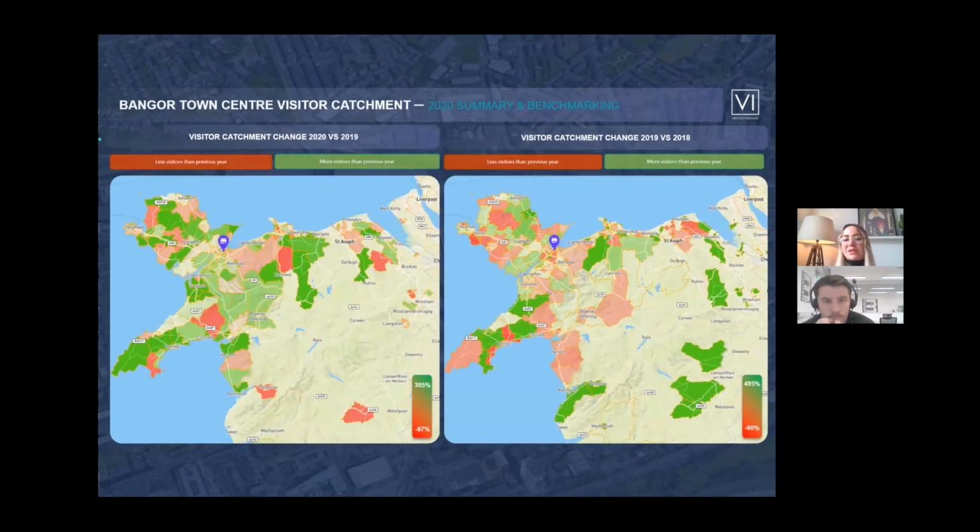And then we've taken those two maps and layered them on top of each other, so you can really see what I mean in terms of increased local visitors. On the left-hand side, the green shows that there are more visitors from those locations than the previous year, and the red shows there are fewer visitors from those locations than the previous year. So again, you can see that influx of local resident visitors to Bangor compared to the periods we saw prior to lockdown in 2020.